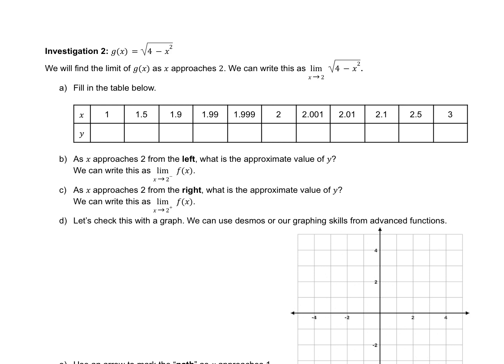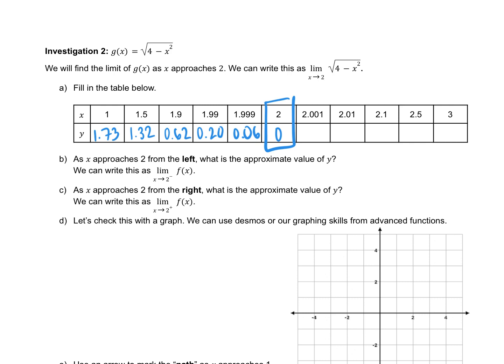Now, when x is 1, y is 1.73. When I sub it in to the square root of 4 minus 1 squared, I get 1.73. When x is 1.5, I get 1.32. When x is 1.9, 0.62. 1.99, I get 0.20. 1.999, I get 0.06. When x is 2, I actually get 0.